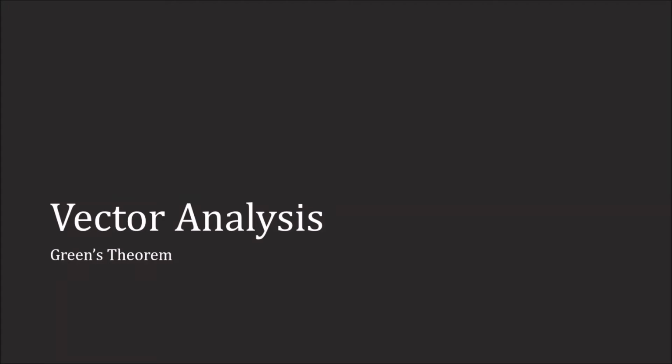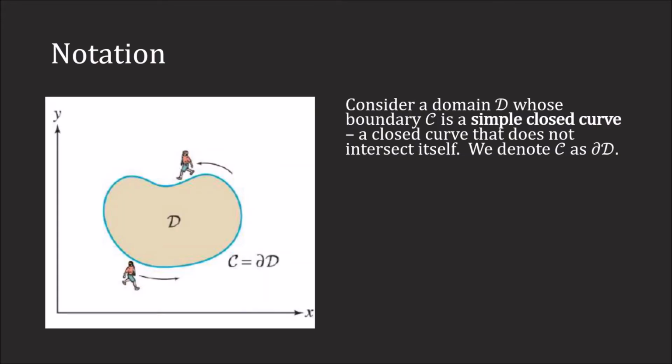In this video, we look at the first of the three theorems from vector analysis, which is known as Green's theorem. So what we have to do is we consider a domain D whose boundary C is a simple closed curve. That is, it's a closed curve that does not intersect itself. We denote the boundary of a domain as partial D.